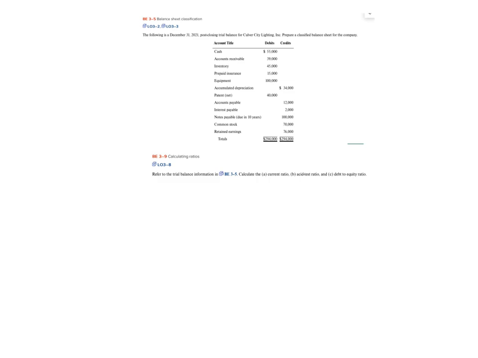Okay, we're working BE3-9, but it actually indicates for us to use information from BE3-5, so we've included that up here, to calculate the current ratio, acid test ratio, and debt to equity ratio.